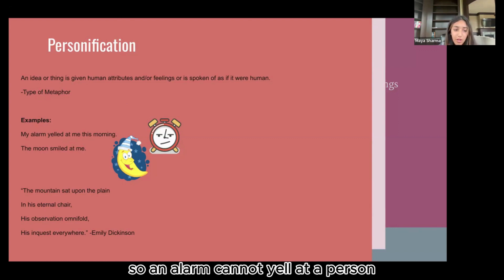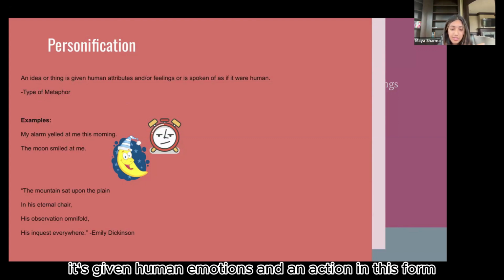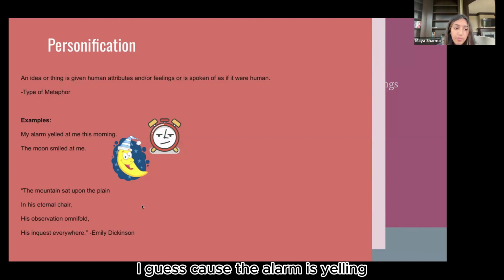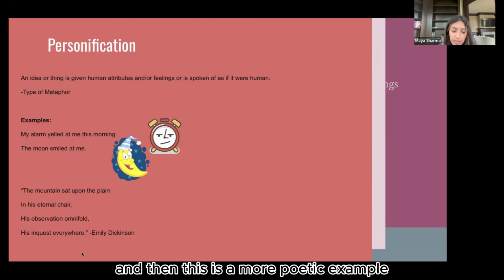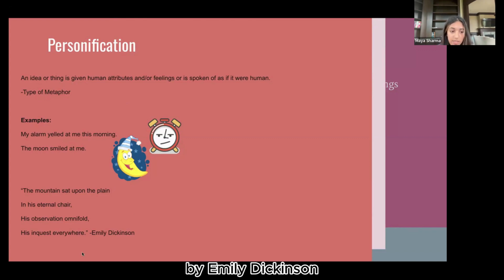So an alarm cannot yell at a person. It's given human emotions and an action in this form, I guess, because the alarm is yelling. The moon smiled at me. Again, smiled is a human action, so it's given to the moon. And then this is a more poetic example by Emily Dickinson.